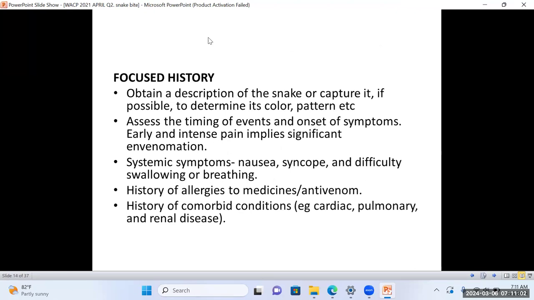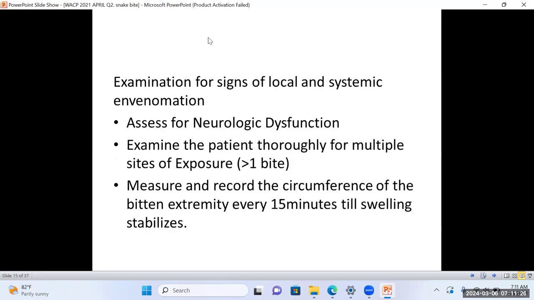For the quick history to take, it is just to determine the type of snake, which may help in the antivenom administration, determine its color, the pattern, assess for the timing of events from when the snake bit the patient to when symptoms ensued, assess for systemic symptoms, syncope, difficulty breathing, or difficulty in swallowing. History of allergies to medication will also be sought out from this patient, and history of comorbid conditions. So I want to examine the patient, look out for local and systemic envenomation, assess for neurologic dysfunction too, examine the patient thoroughly, look for multiple bite sites, because the snake may not have bitten just a particular area, then measure and record the circumference of the bitten extremity every 15 minutes to monitor for increase, and I'll also mark the limb to monitor progress.